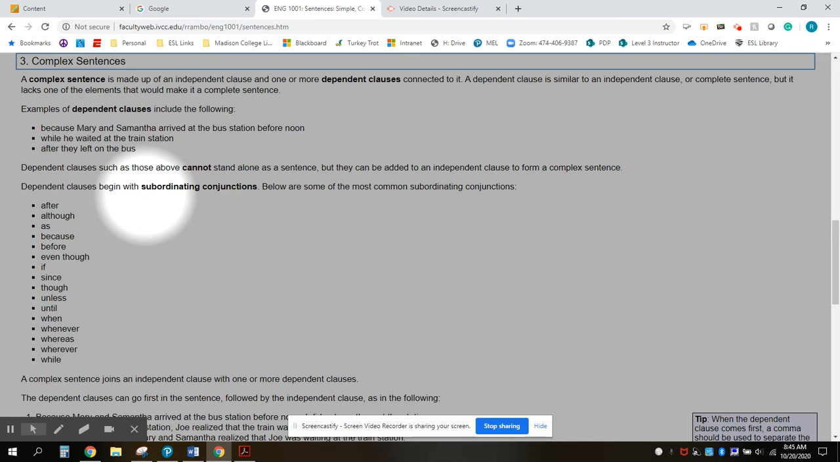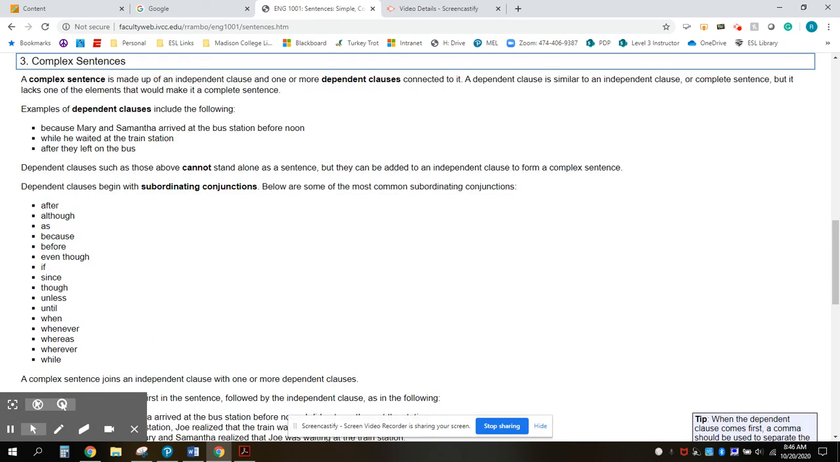Dependent clauses begin with something we call subordinating conjunctions. And here are some of the most common ones. After, although, as, because, before, even though, if, since, though, unless, and so on. Notice that for can be both a coordinating conjunction and a subordinating conjunction. So as a writer, you'll need to determine when to use the comma and when not.